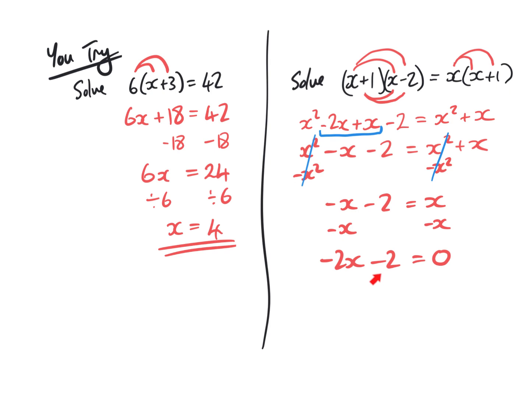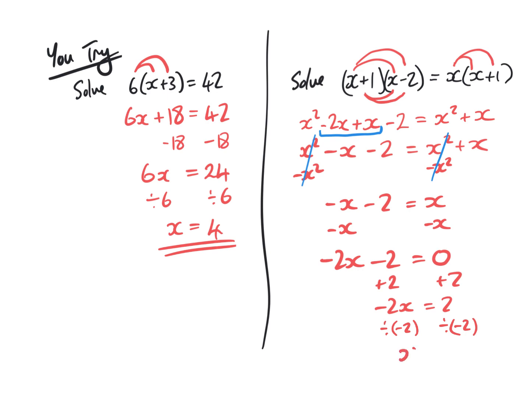What we can then do is we want to get rid of the constant from this side, because at the end we want to only have our plain numbers or constants over here. So we're going to add 2 to both sides to get rid of that negative 2. So we have negative 2x equals 2. And lastly, we're going to divide by whatever is multiplying the x at the moment. So divide by negative 2, divide by negative 2.